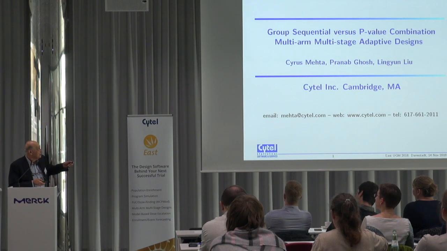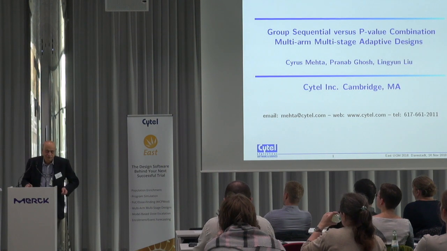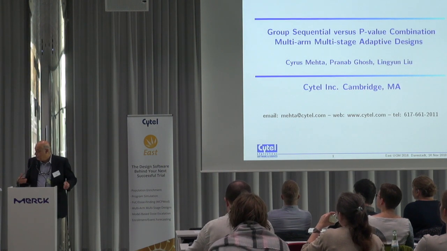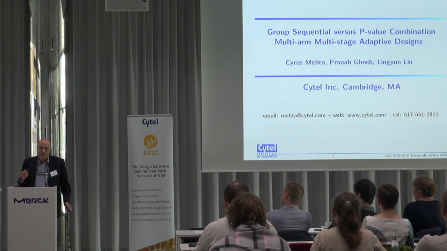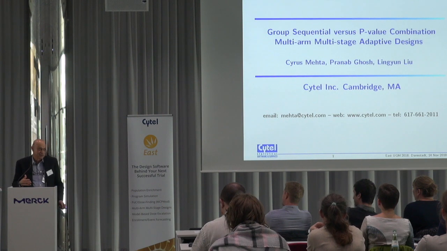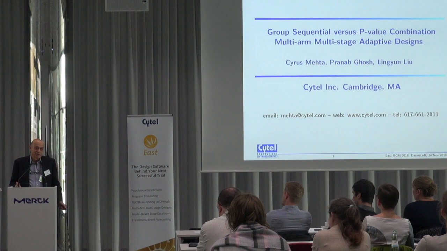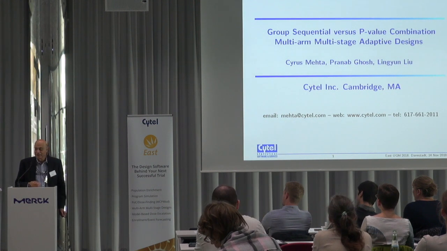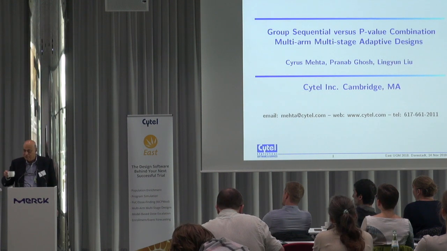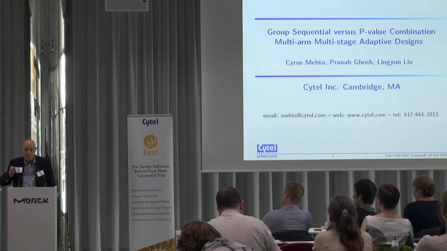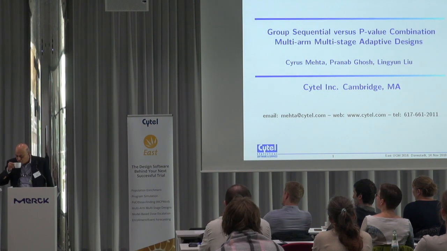A lot of the work was done on this p-value combination method, where you have multiple treatment arms, you have an interim analysis, and then you select a few of them, and in the end, you have pairwise comparisons to a common control arm. The goal there is that you must control the type 1 error in a strong sense, because these trials are intended for regulatory consumption.